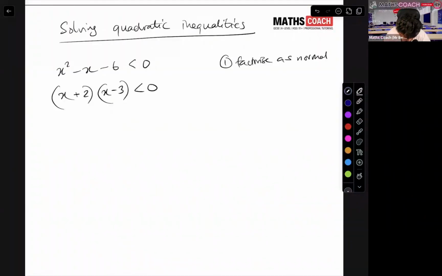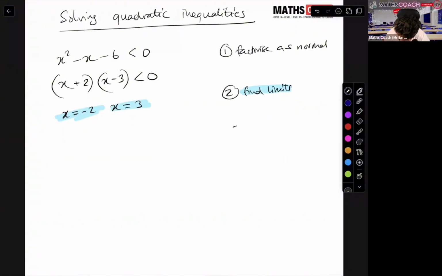Step number 1, factorize. Step number 2, find the limits. The limits means just solve it as normal, but you don't actually say these are your answers. These are called the limits. They're your limits. Once you do find your limits, number 3, sketch graph.